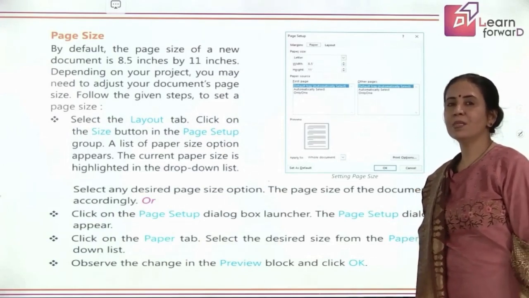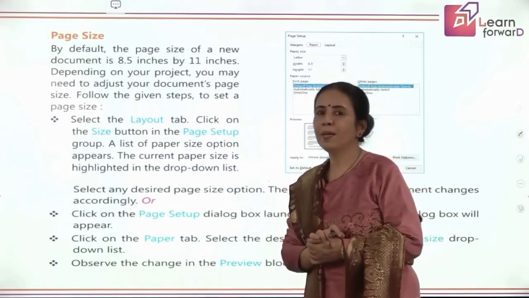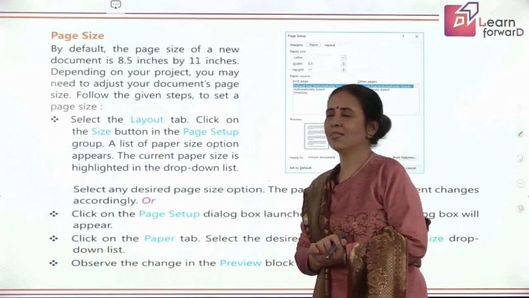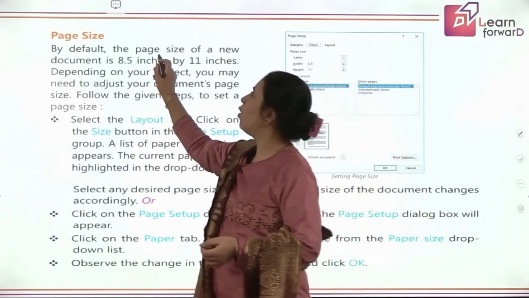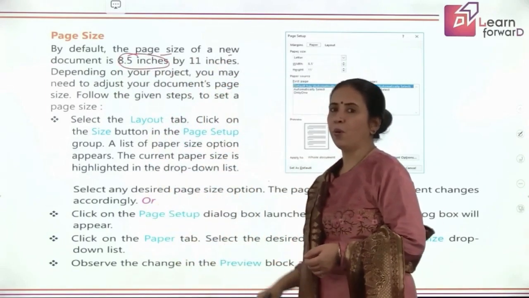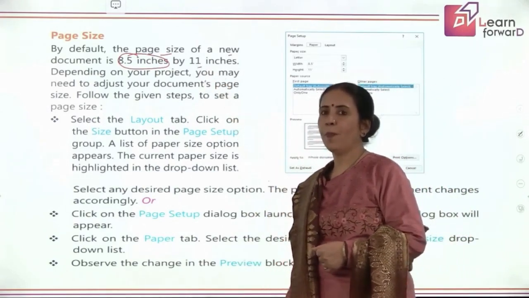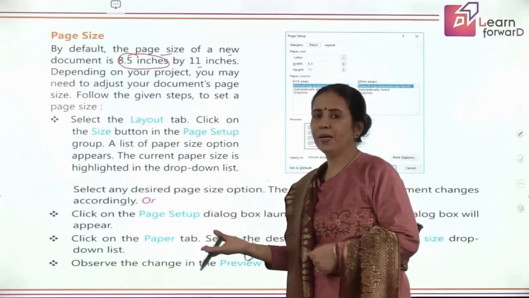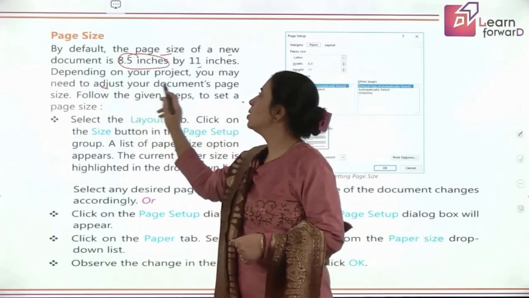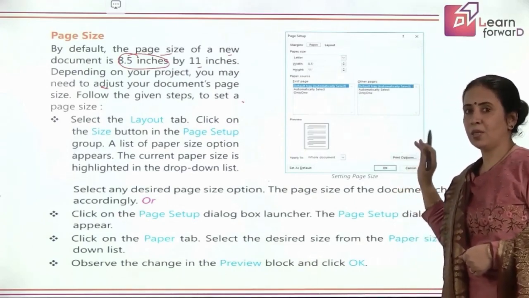Now next comes the size of the page. So choosing the size of the page is completely your choice when you're working with MS Word 2016. So let's see, by default the page size of the new document is always 8.5 inches to 11 inches. It depends upon your project. What is the size of the printout which you are going to take, right? You may need to adjust your document page size. So for changing the page size, let's see what has to be done.